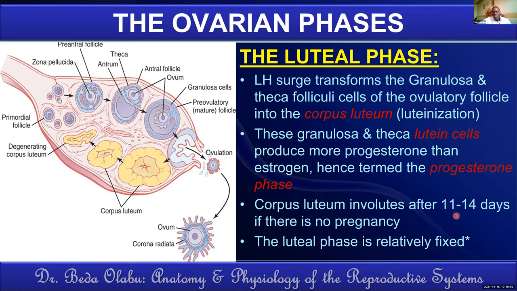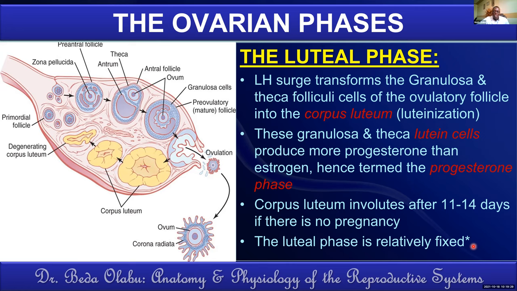We know that the luteal phase is relatively fixed at around 11 to 14 days, as opposed to the estrogen phase or the follicular phase that is highly variable. And so for a woman who has variable cycles, or a woman who does not necessarily have a 28-day cycle, the phase that is more subject to change is the first phase of the cycle, the estrogen phase, as opposed to the last phase of the cycle, the progesterone phase.